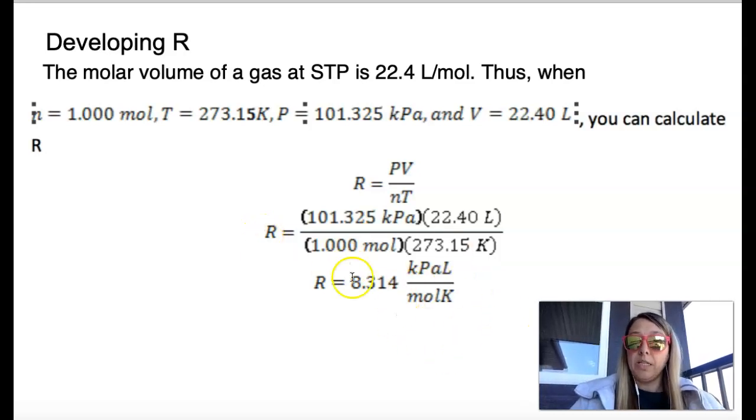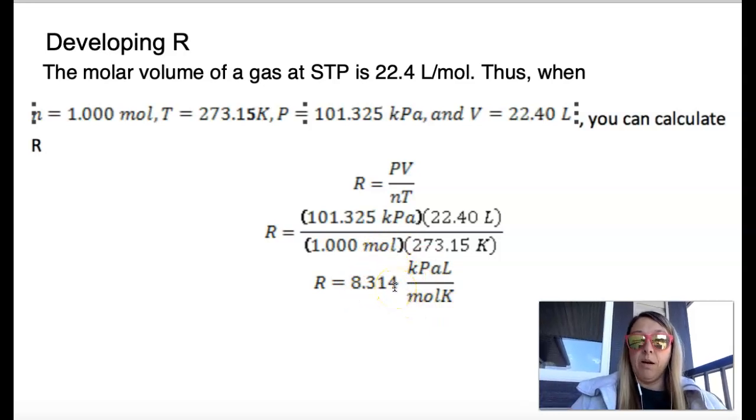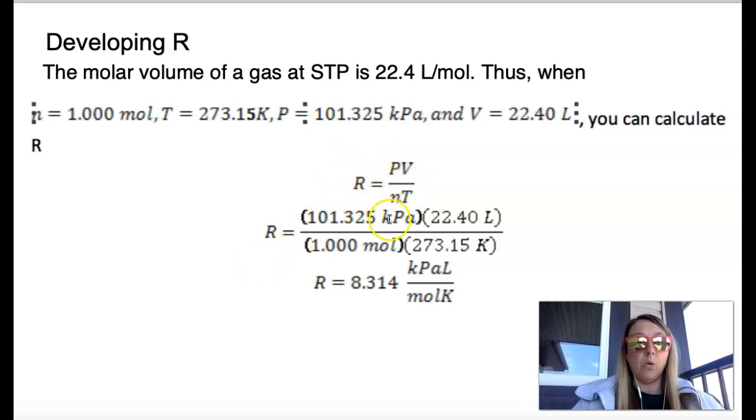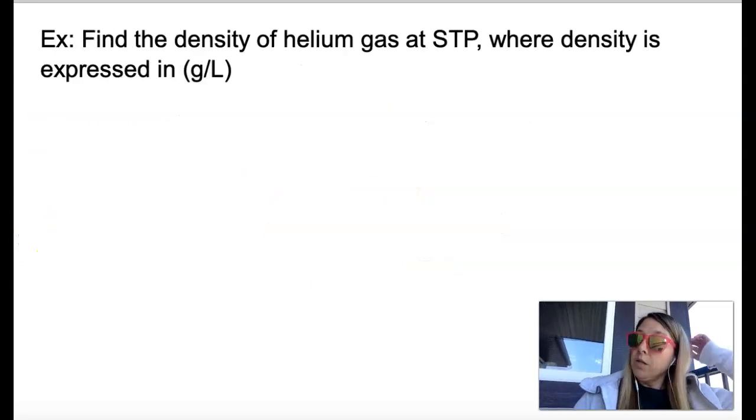R is a constant. Normally if we were in class, I'd spend some time talking about how we develop R. We also normally do a lab where we experimentally try to figure out what R is, and usually we get something pretty close to this number. Obviously, it's not a perfect match because we have errors associated with experiments that we do. But generally questions aren't really going to ask you to solve for R. They're usually going to ask you to solve for either P, V, n, or T. So other types of questions you will sometimes get are going to be density questions.